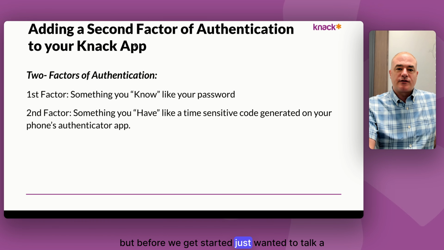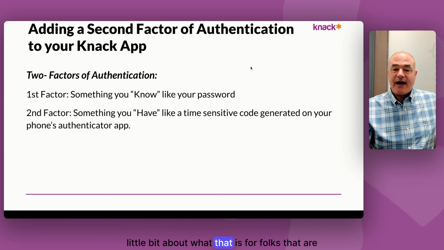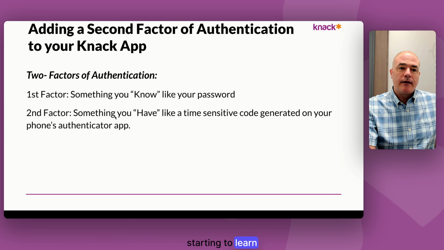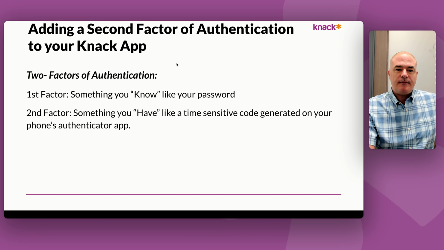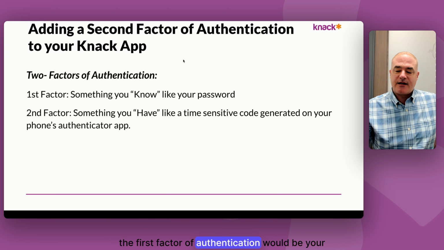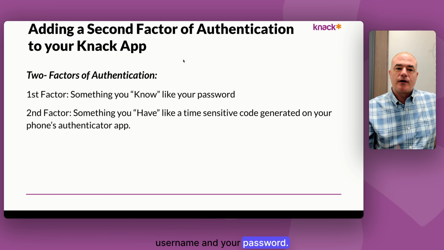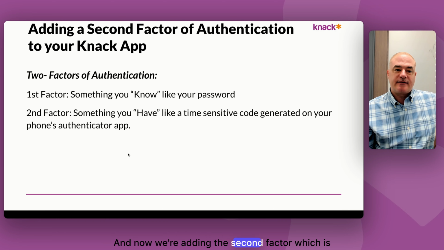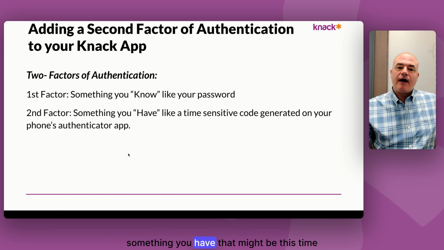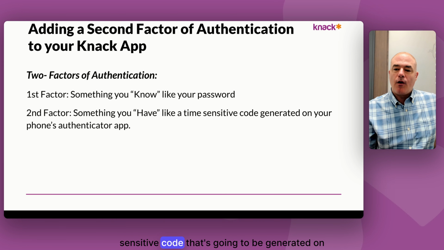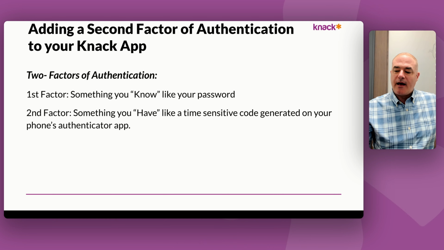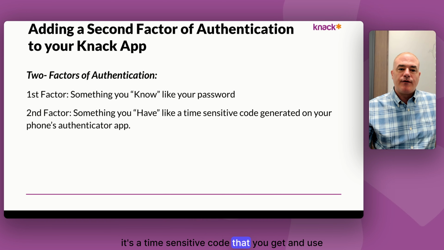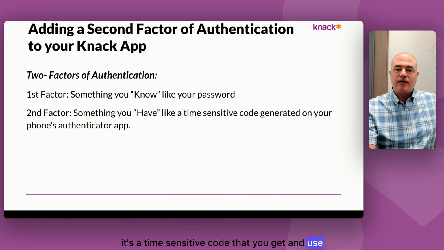Before we get started, just wanted to talk a little bit about what that is for folks that are starting to learn. Typically, the first factor of authentication would be your username and your password. So it's something that you're always going to know, like that password. And now we're adding the second factor, which is something you have, that might be this time-sensitive code that's going to be generated on an Authenticator app within your phone or device, and you use that during the authentication process.